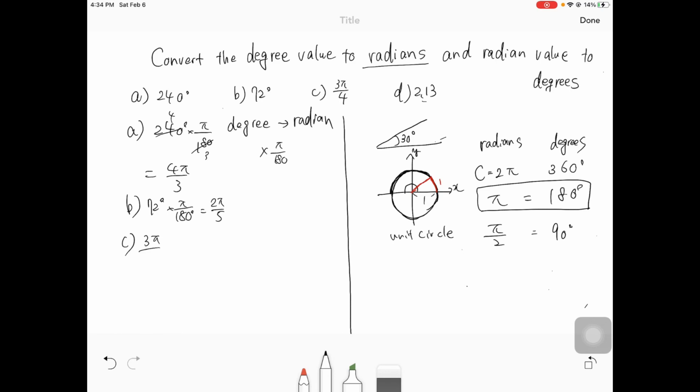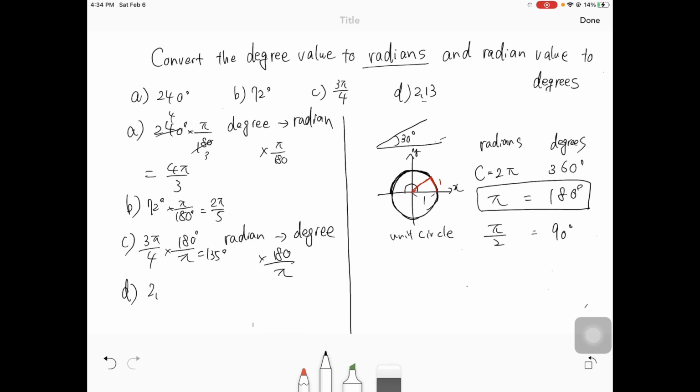Number C, 3 pi over 4. In this case, you want to find radians to degrees, so it's going to be totally opposite. You multiply by 180 over pi, which is 135 degrees.